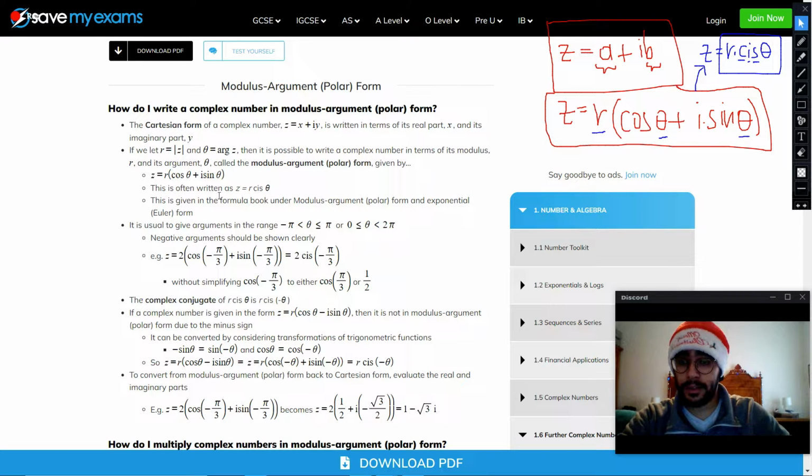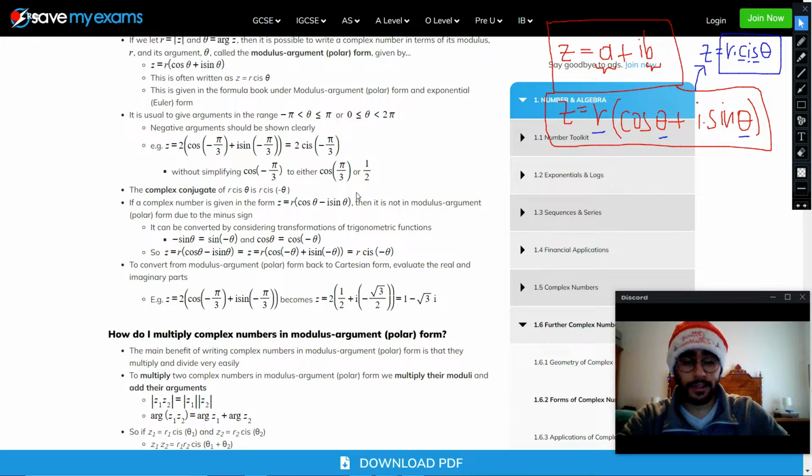Let's see. Yes, as we see here, that's what they say. It is often written as z equals r times cis theta. So it's also a modulus argument form, but sometimes they do call it cis form. But yes, essentially they are the same thing. It's just abbreviated. Now let's look at this important detail that says the complex conjugate of r cis theta is r cis minus theta. So if you want to find the complex conjugate, it's sufficient to just have a negative angle, and that would be all.